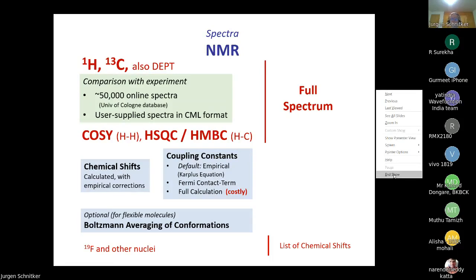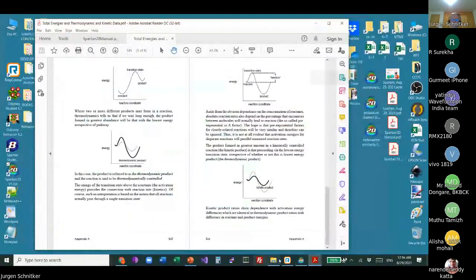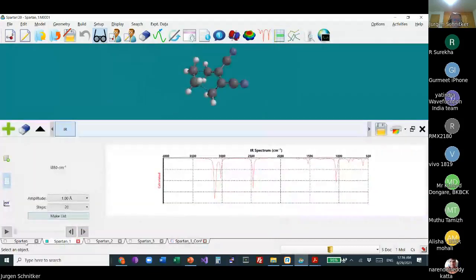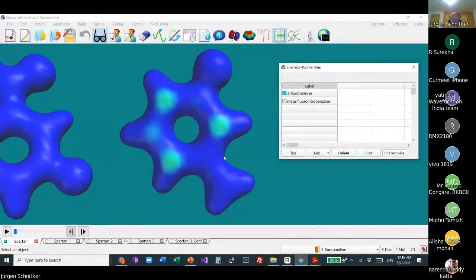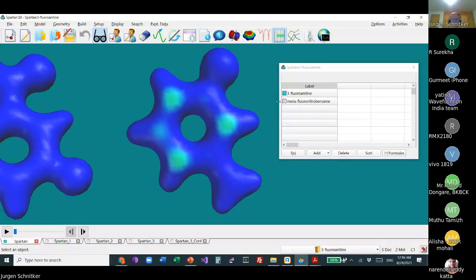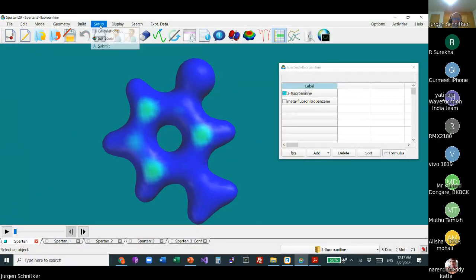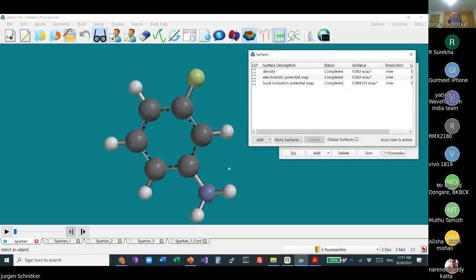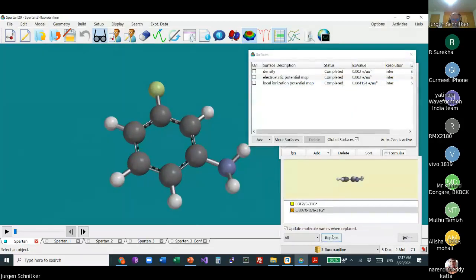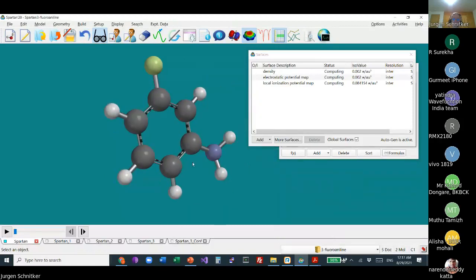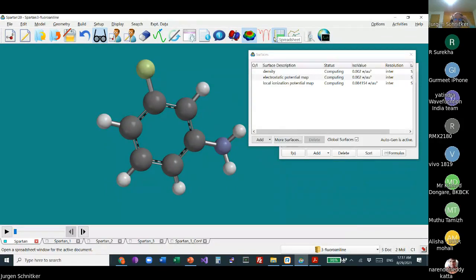I'll minimize and go back to the program. Let me see, do I have a model which is fluoroaniline? Okay, so I will hide the other one and turn off the surfaces. So this was in the Spartan database. I will do replace, EDF2. And so the NMR spectrum is basically pre-recorded.